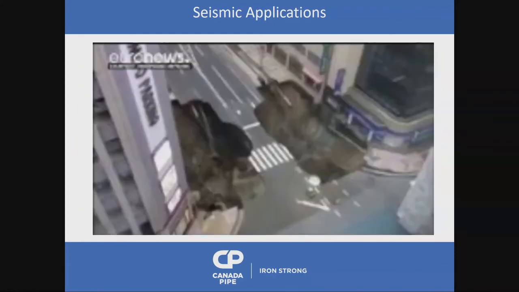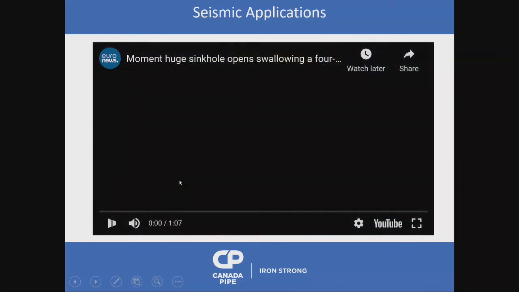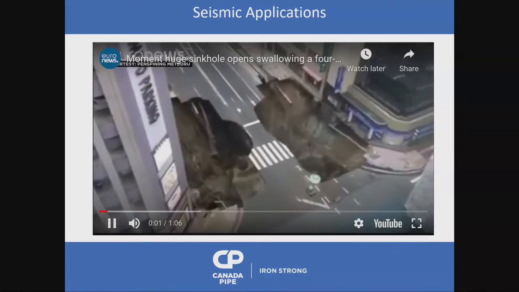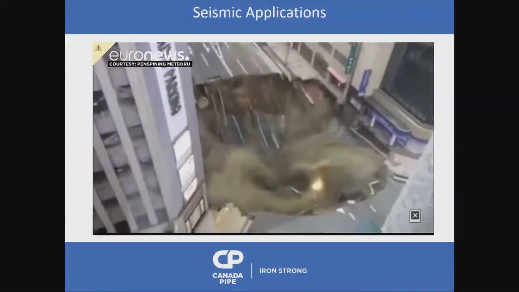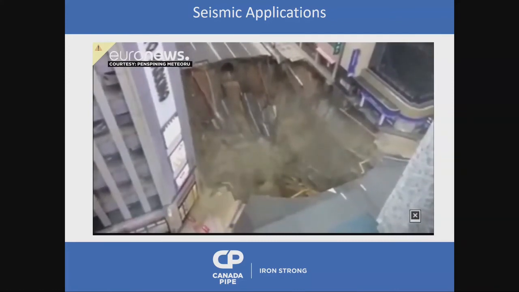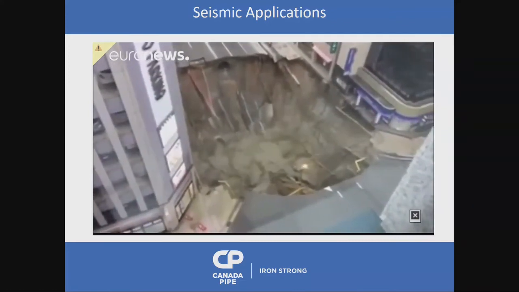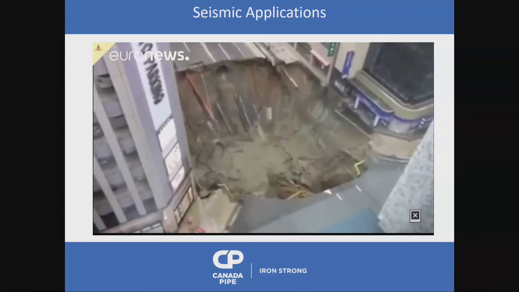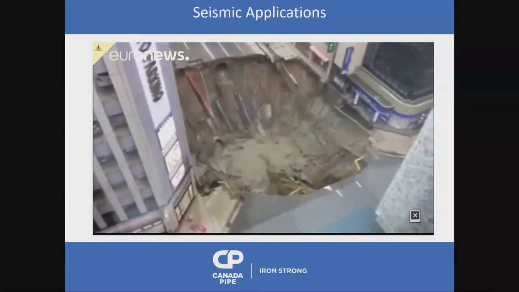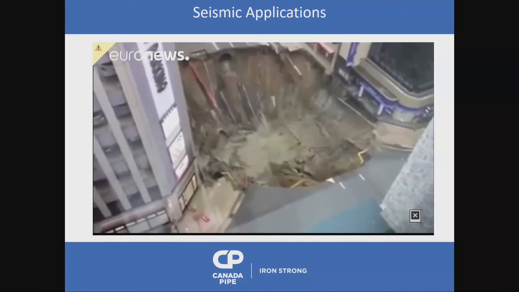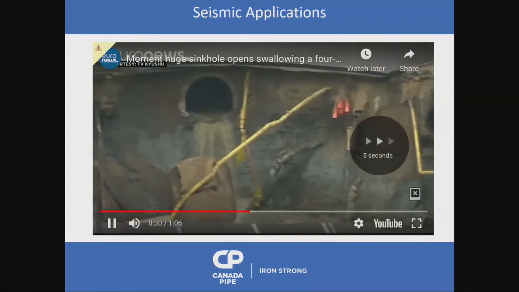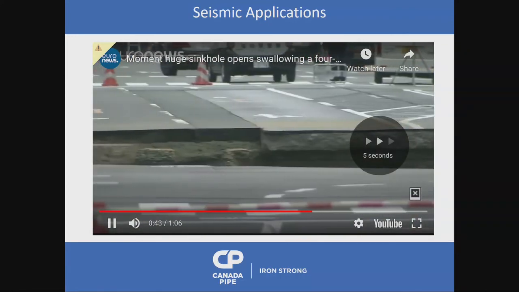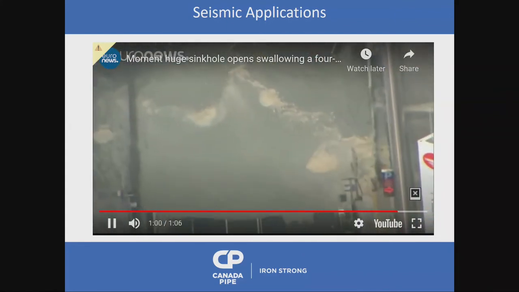So hopefully this will play, but this is the actual video of that same sinkhole. And you'll see the pipe bounce. You can see it on the left there, on the right there. It's swinging and bouncing. That's a heavy 12-inch piece of ductile pipe that's just swinging and holding itself together. That's TR flex pipe. So that's an example of it. You don't see the whole thing, but that's the same sinkhole.